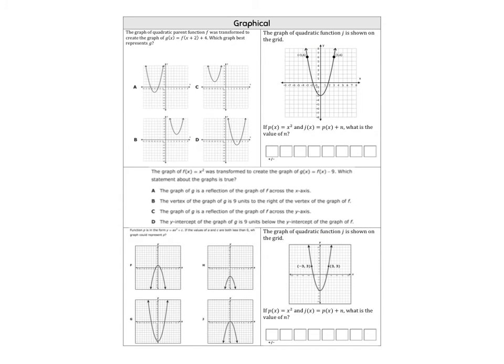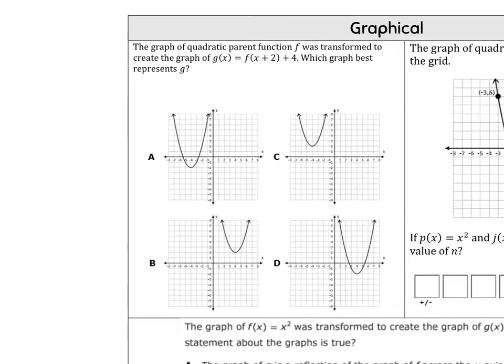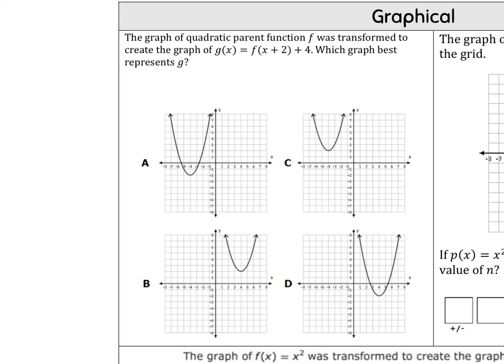Here are some questions that were on the STAAR in regards to transformations. A lot of the questions on the STAAR happen to ask you in a graphical way, or in a way that you can make it graphical, which is nice. This first one says the graph of a quadratic parent function f was transformed to create the graph of g of x equals f of x plus 2 plus 4. Which graph best represents g?